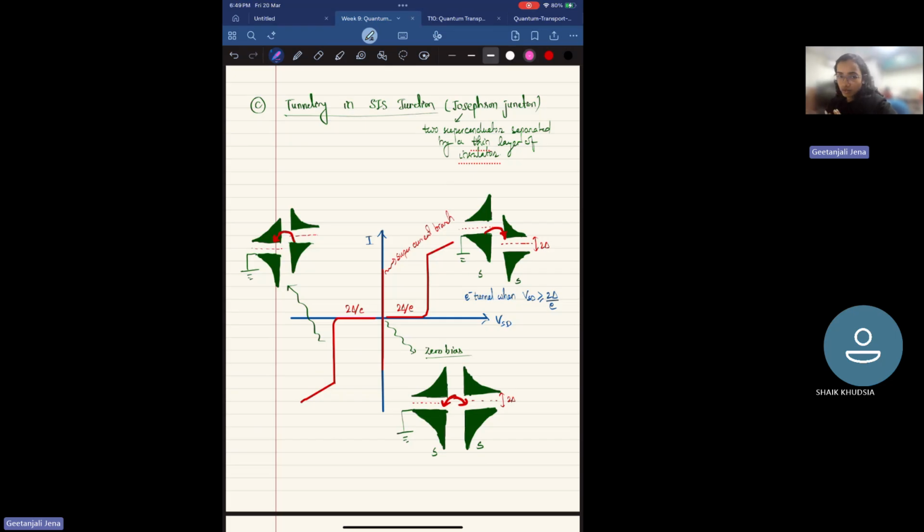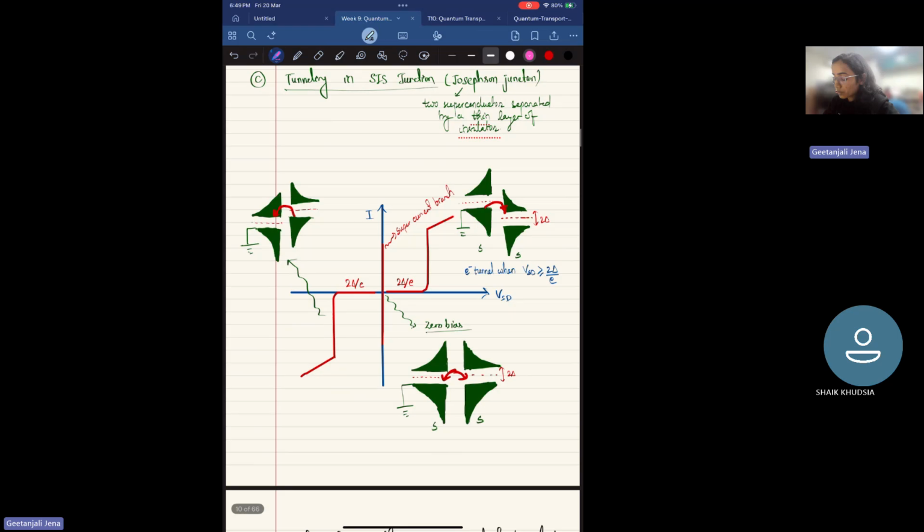For the zero bias case, no voltage is applied. So that means here we can see that even though we don't apply any bias, we have Cooper pairs that are aligned at the same level. So the Cooper pair can tunnel to the right side, and from the right side it can tunnel to the left side. If you recall the metal case, whenever it can tunnel to both left and right, then we say that the total current is zero. But it's not the same case for the superconductor.